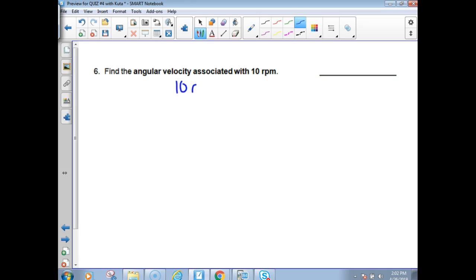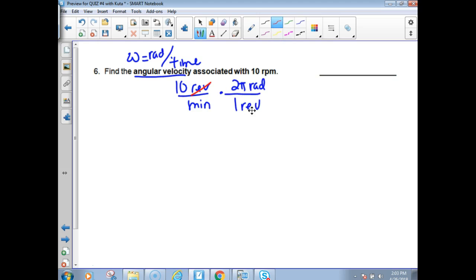Yes. Okay. All right, find the angular velocity associated with 10 RPMs. 10 RPMs means 10 revolutions a minute. You need to get rid of revolutions. That is not an angular velocity. Angular velocity is radians over time. So I need to convert it to radians. How many radians in one revolution? There are 2 pi radians in one revolution. So you cancel out the revolutions, and 10 times 2 pi would be 20 pi, and then you have radians per minute. And now that's an angular velocity.